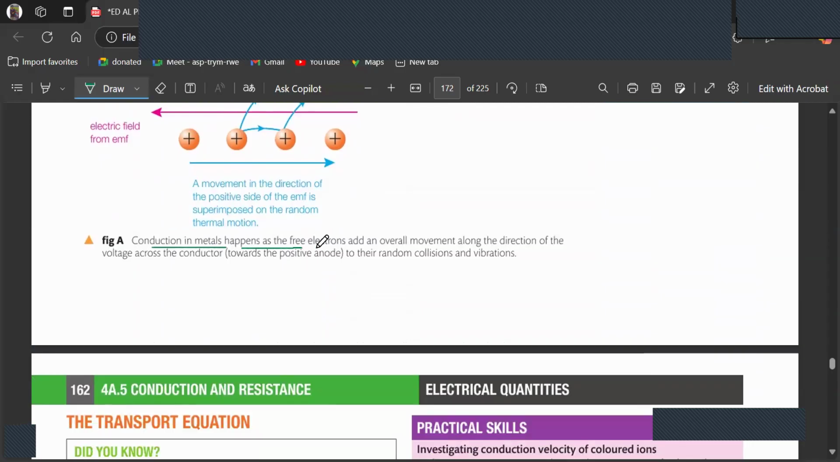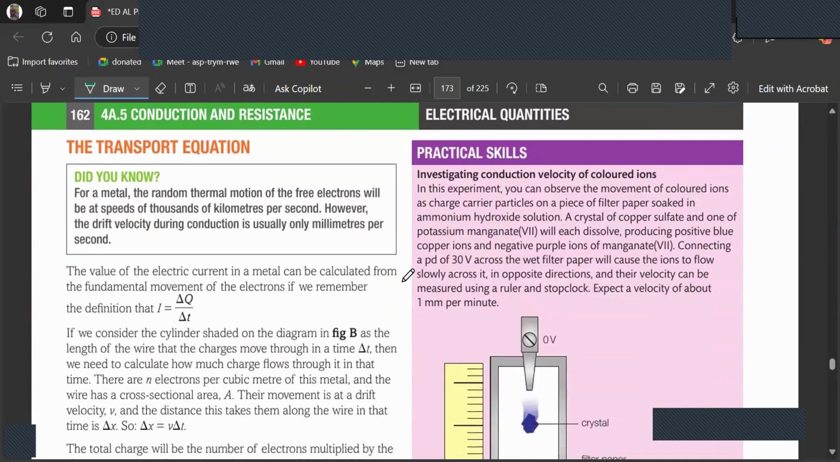So conduction in metal happens as the free electrons gain an overall movement along the direction of the voltage across the conductor towards the positive anode, despite their random collisions and vibrations. For a metal, the random thermal motion of the free electrons will be at speeds of thousands of kilometers per second. However, what is the drift velocity? During conduction, the speed of the electrons is only about 1 millimeter per second. But the random thermal motion of free electrons might be thousands of kilometers per hour. During drift velocity, it's only 1 millimeter per second.